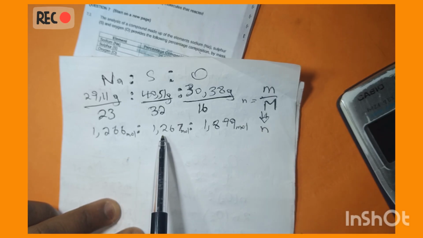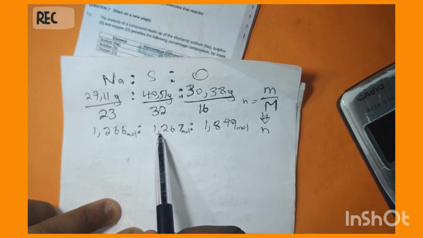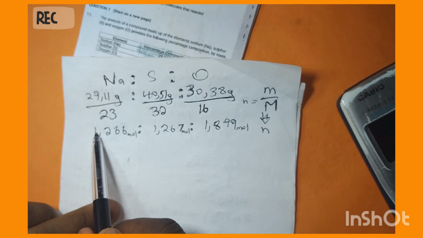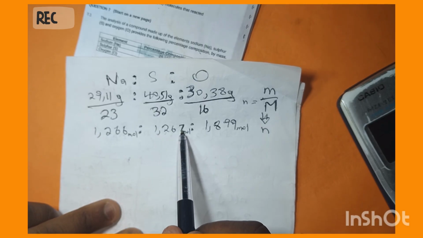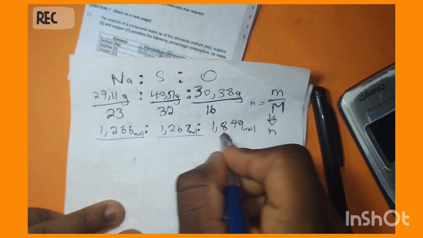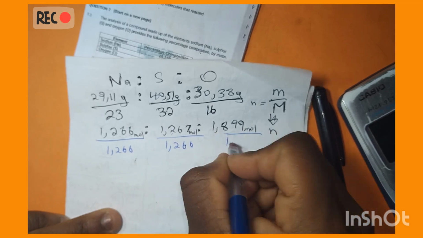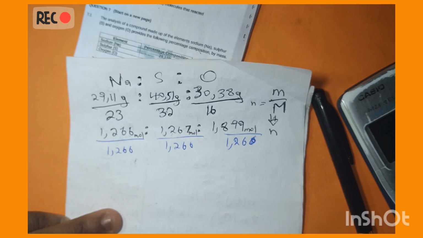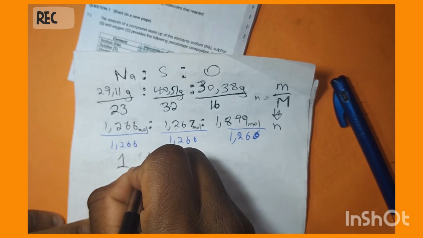The smallest number, guys, between these is this one, because here we got 1.266 and this one is 1.267. Meaning this one is the one that I can divide with. I will divide all the ratios with that number. So here, when I divide with that number, obviously it will give me 1.